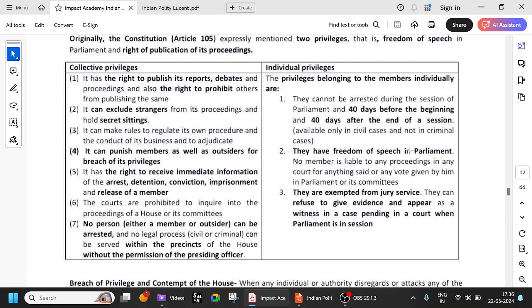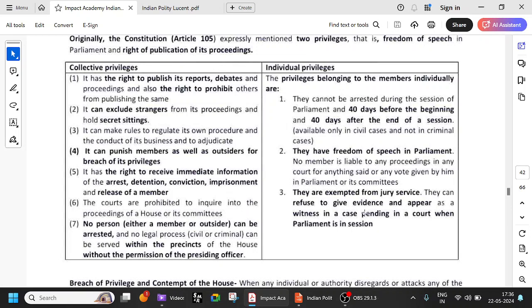They have freedom of speech in parliament. That means no member is liable to any proceedings in any court for anything said or any vote given by him in parliament or its committees. They are exempted from jury service. They can refuse to give evidence and appear as a witness in a case pending in a court when parliament is in session.